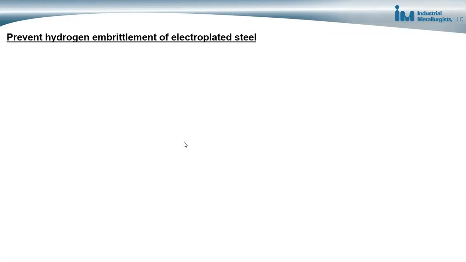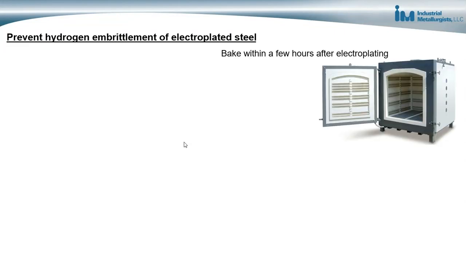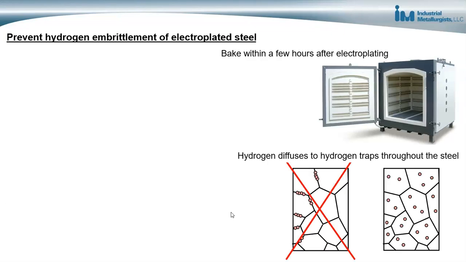So we want to be able to prevent hydrogen embrittlement of an electroplated steel, and that involves one major step, and that is to bake the steel within a few hours after electroplating. During the baking, the hydrogen is able to diffuse throughout the steel, and it diffuses to hydrogen traps. Hydrogen traps are areas within the steel microstructure that can hold on to hydrogen atoms. This includes things like inclusions, impurities, dislocations, and also grain boundaries. But we prefer that the hydrogen diffuses to other traps in addition to grain boundaries, so that the hydrogen does not weaken the grain boundaries.